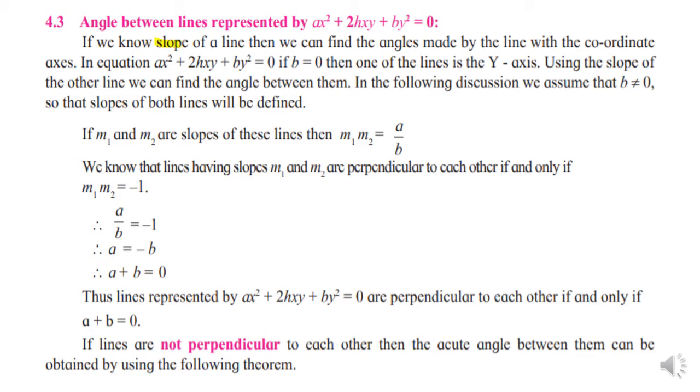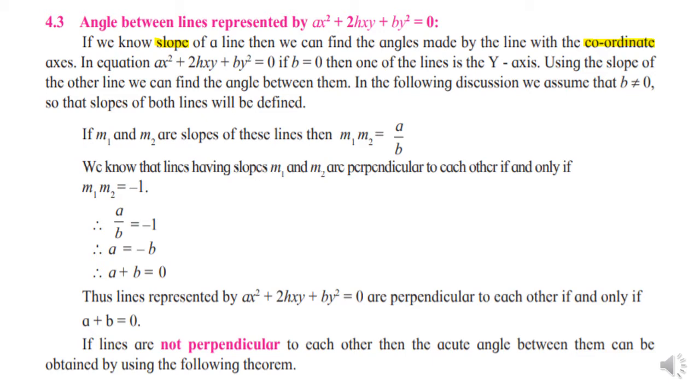Now, suppose we know the slope of a given line. Then, the angle which that line makes with either the x-axis or the y-axis can be found out, because slope is nothing but the tan value of theta, tan of the angle made by that line with the positive x-axis. So from that we can find out theta.